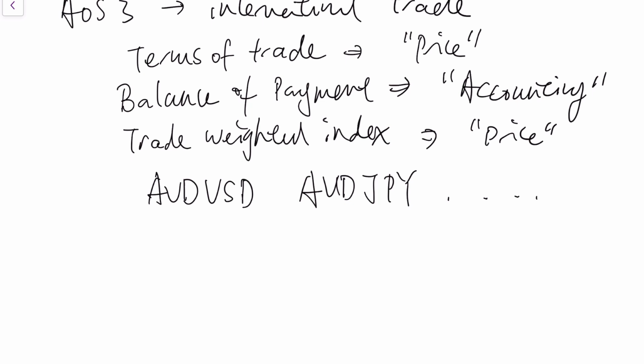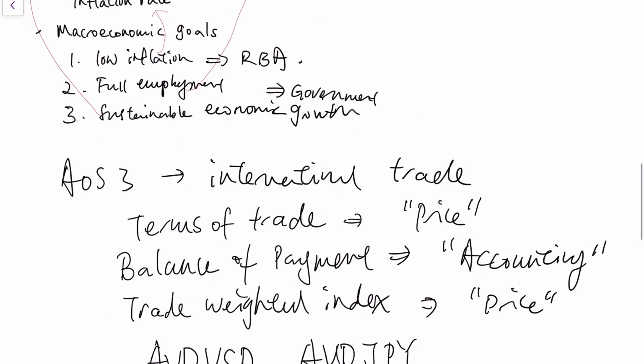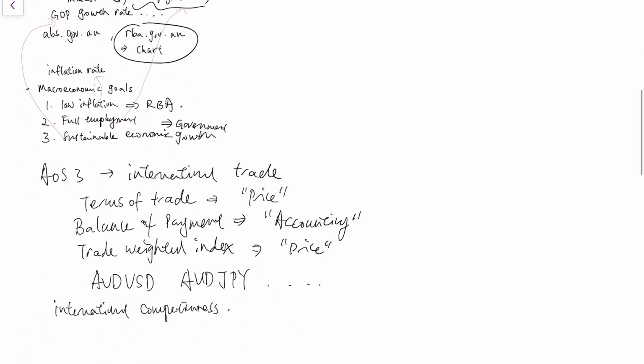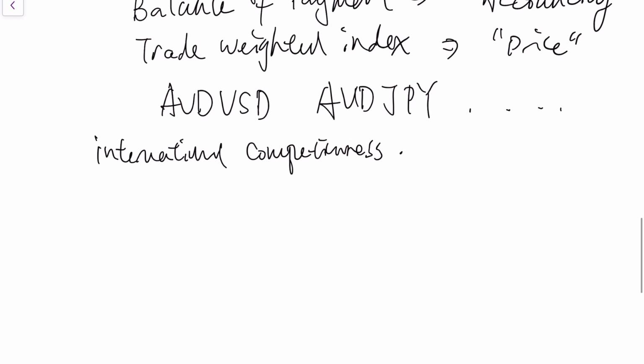Also, you will touch on some of the points like international competitiveness and why Australia have a current account surplus but capital and financial account deficit. So this will be explored in area of study 3. So this is the whole thing for unit 3. And then we move on to unit 4.